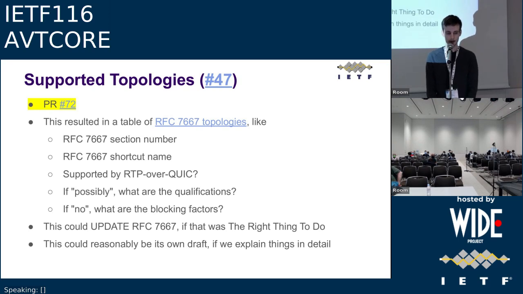Yeah, I think there are a lot of things that could be said about this that could either update RFC 7667 or be its own draft if we explain everything in great detail. But having this table already should help in determining how RTP over QUIC works with different topologies. It would be helpful to have a few more eyes looking at PR72, to check if we got all the topologies right. I don't know what to do about updating another RFC or writing another draft about this, but for now I don't think it needs to be in.